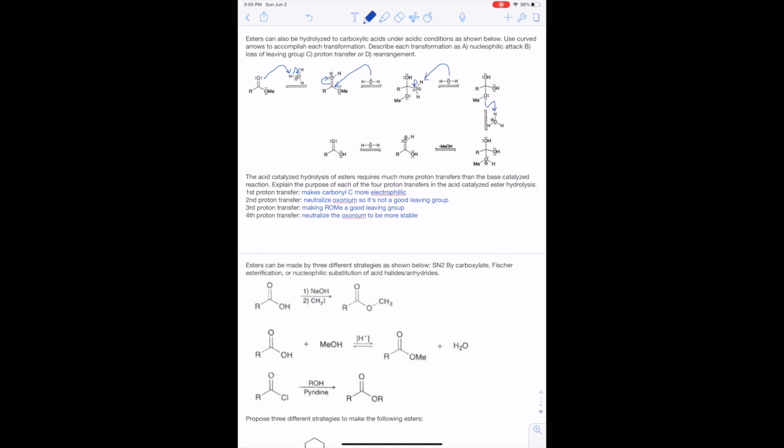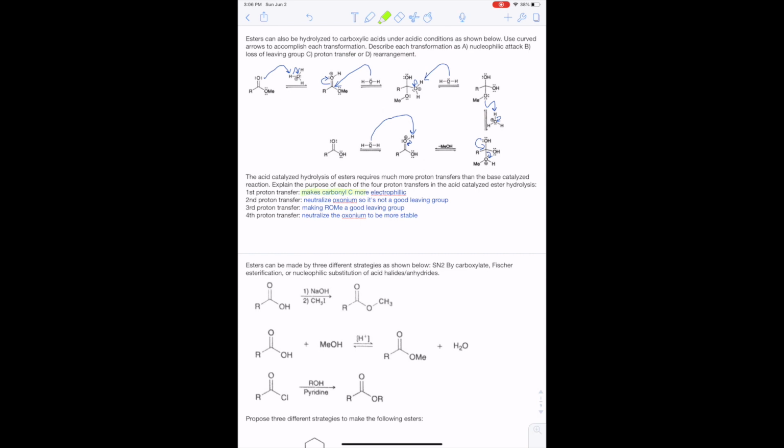Then there's another proton transfer. Then there is the loss of a leaving group. And finally, the last proton transfer.